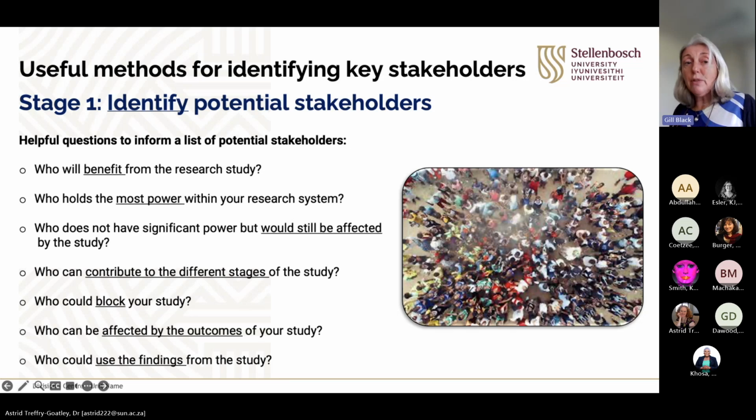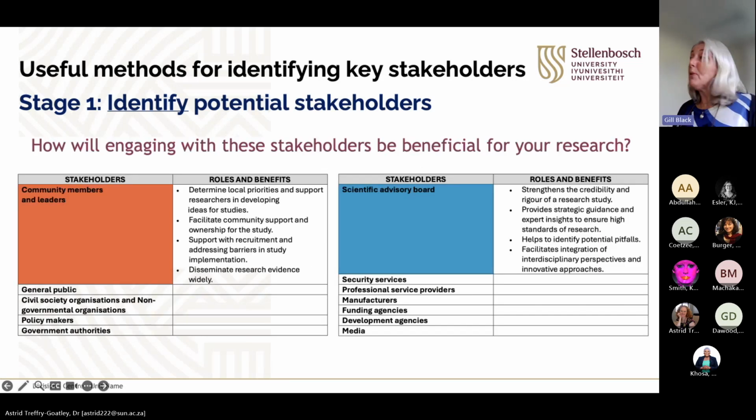So in identifying potential stakeholders, this is a very useful list of questions to be thinking about as the first stage of your stakeholder mapping process. And at the same time, as you're identifying these stakeholders, you should be asking yourself, how will engaging with these stakeholders be beneficial for your research? It's not just about benefit to the stakeholders, but it's about benefit to your research by engaging with these stakeholders.